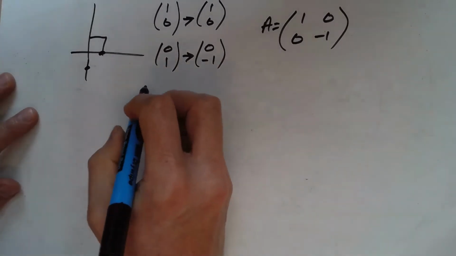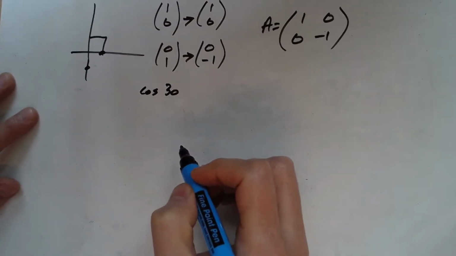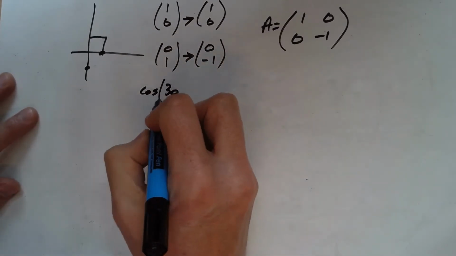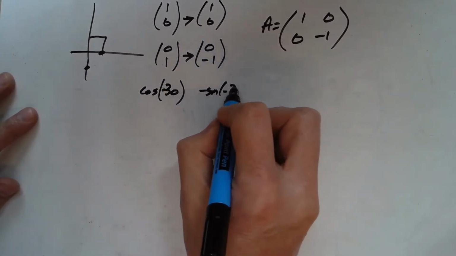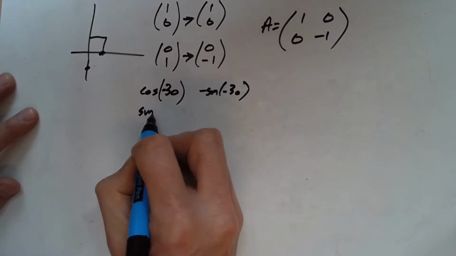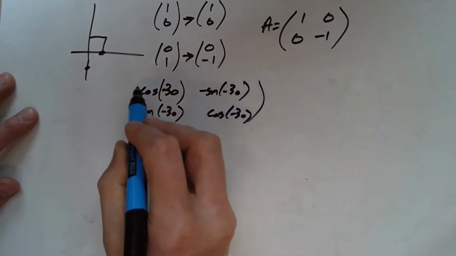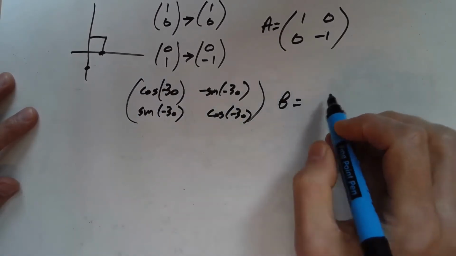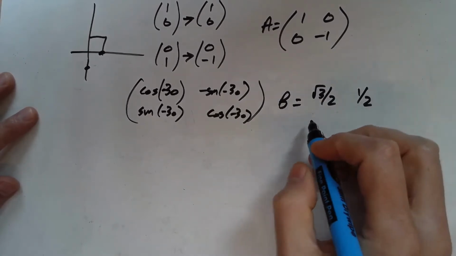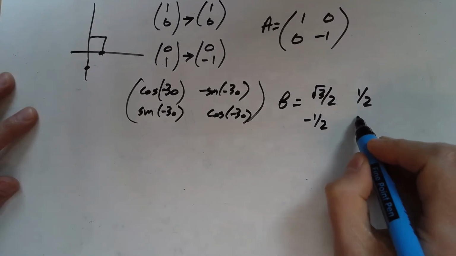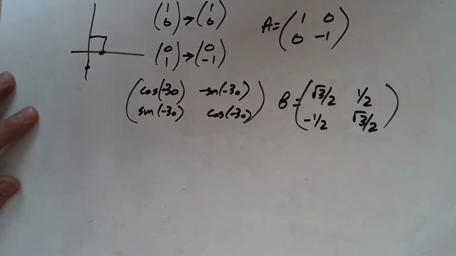Matrix B is the rotation, so we're going to need our rotation formula. Now it's 30 degrees clockwise, so I'm going to need to put a minus 30 in my formula. Cos of minus 30, minus the sine of minus 30, the sine of minus 30, the cos of minus 30. And so my matrix B is going to be root 3 over 2, that one's a half, that one's minus a half, and that one again, root 3 over 2. So there's our matrix B.